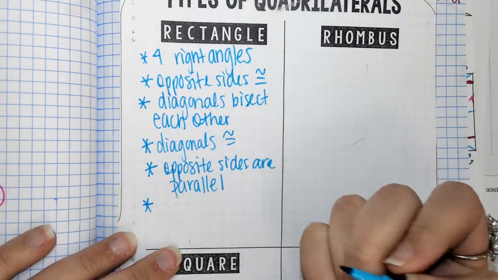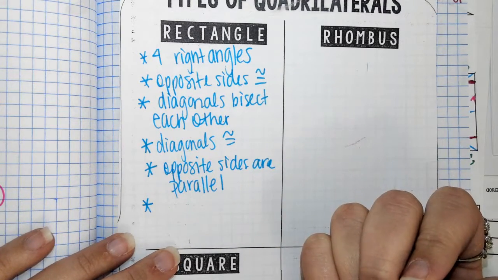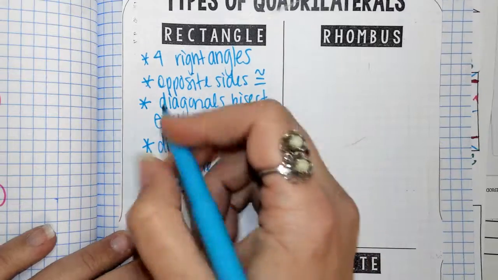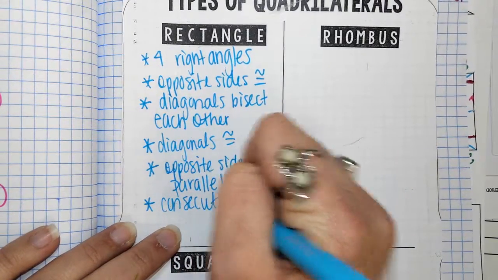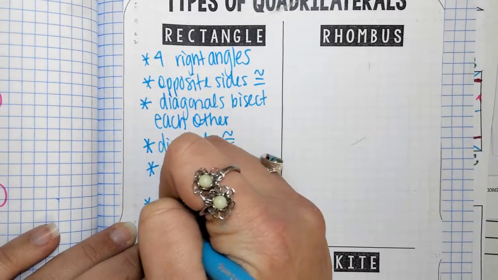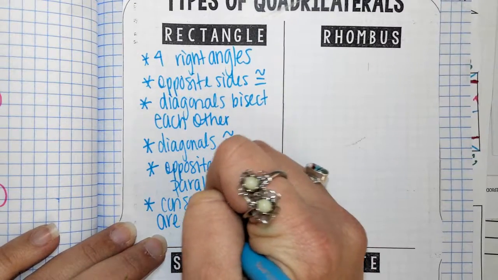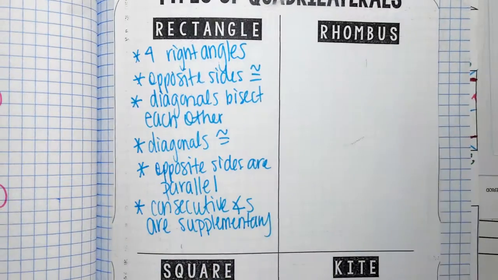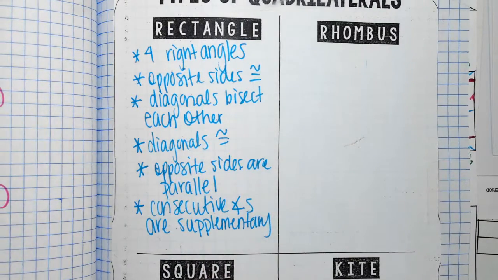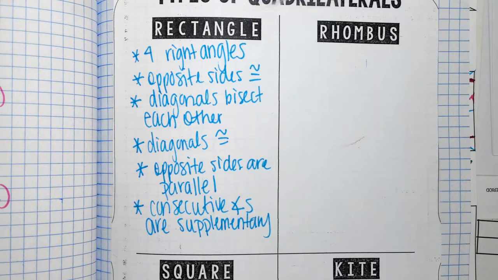Bisect each other. We got that? Consecutive angles are supplementary. Yes, consecutive angles are supplementary. Good, take a point. All right, is there anything else we need to add in here? Check yours against mine. See if you have anything that I'm missing.